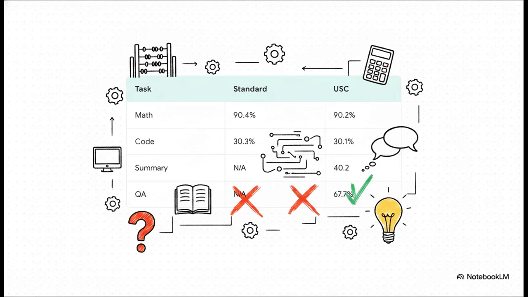What you really need to take away here is that for those last 2 tasks, standard self-consistency is labeled not applicable. You literally cannot use standard vote tallying on open-ended summaries or truthful Q&A. USC unlocks consistency and reliability in areas where we previously had no simple way to mathematically enforce it. That's a real game changer.